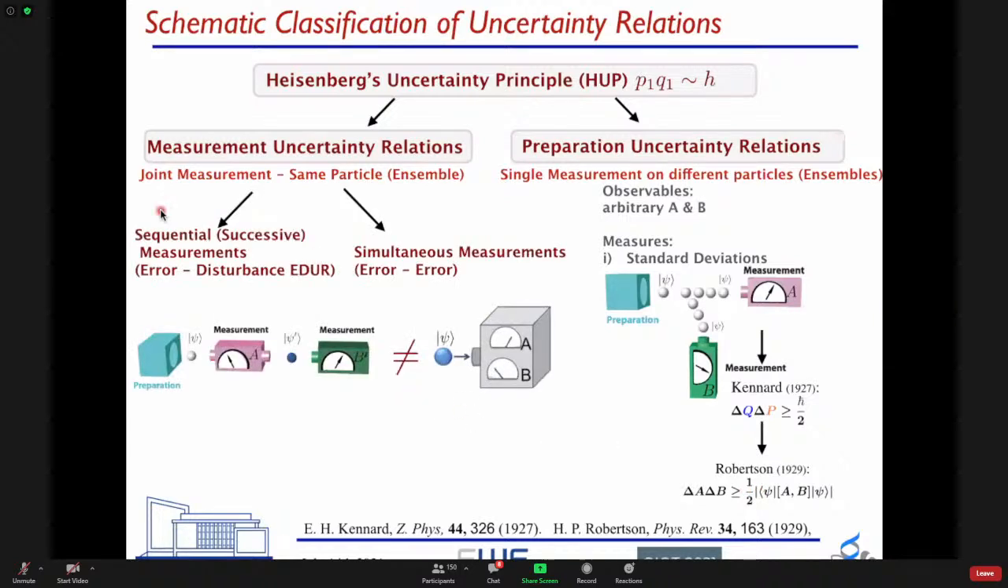And on the other hand, we have our measurement uncertainty relations. So here, regarding preparation uncertainty relations, the measurements are done on the single particle, different measurements. And here we have a joint measurement, which is done on the same particle, in theory. In practice, when we do experiments, we do it on the same ensemble. And if you take a look at the measurement uncertainty relations, there you have two subdivisions. We have the so-called sequential or successive measurements, where we have an error-disturbance regime, exactly as it was in the gamma ray microscope experiment of Heisenberg. And this is in general not the same as a simultaneous measurement, where you have a so-called error-error trade-off.